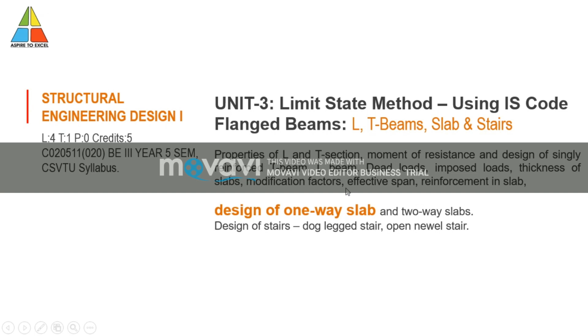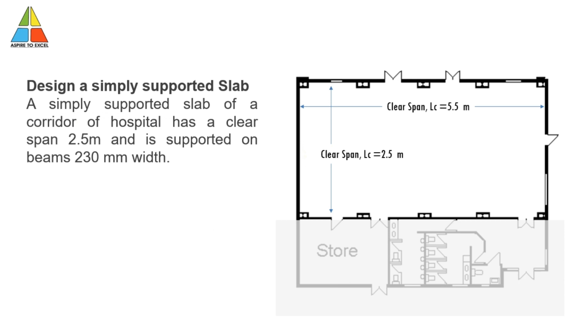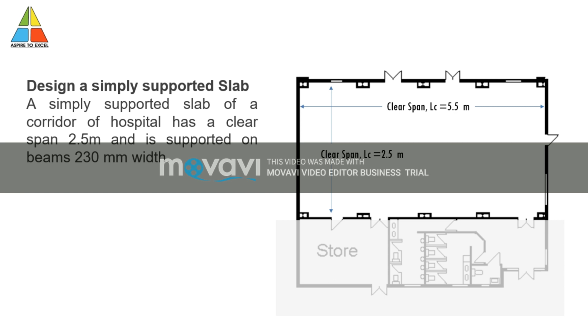So welcome to the lecture on design of slab. So the question that is with us is to design a simply supported slab of a corridor of a hospital. So here hospital has been given just to inform that this is a public building. Accordingly we will take the live load on the building as per IS 875.